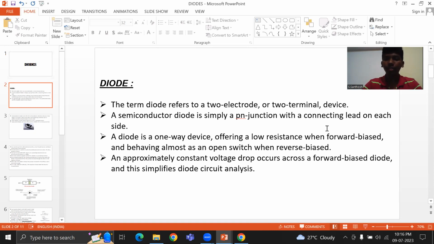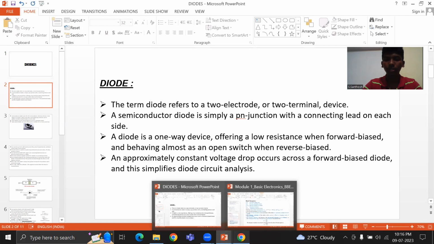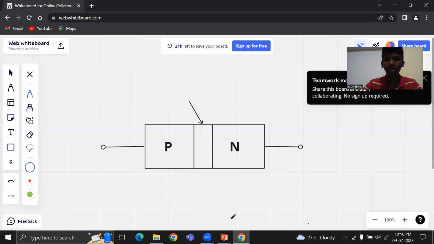And the forward biasing of this diode, that is allowing the current to flow through it with low resistance, it acts as a closed switch. And when you go for the reverse bias of this diode, the current flow is not allowed in it. That is, the current flow is restricted, and it acts as an open switch. So let's go on and see what this PN junction is and how forward biasing will affect it.